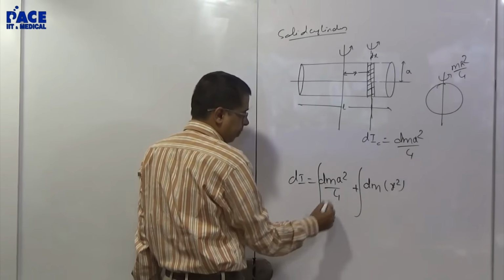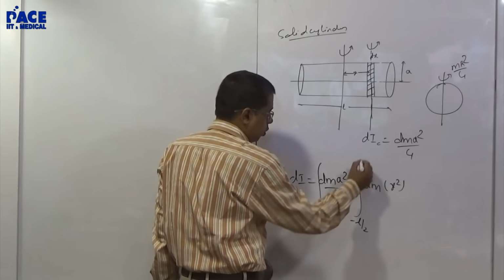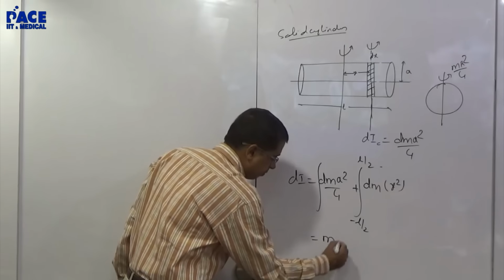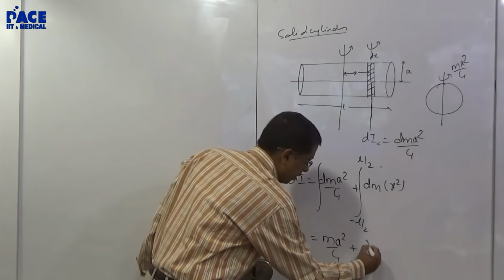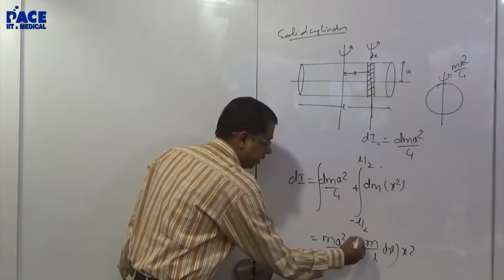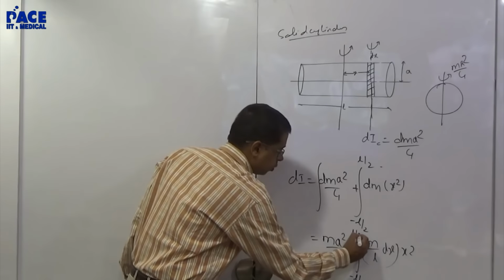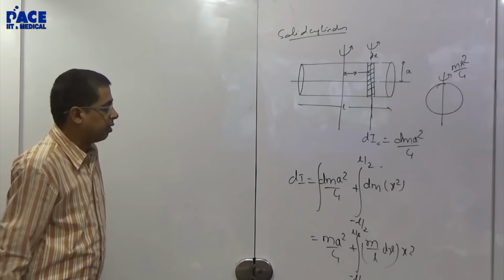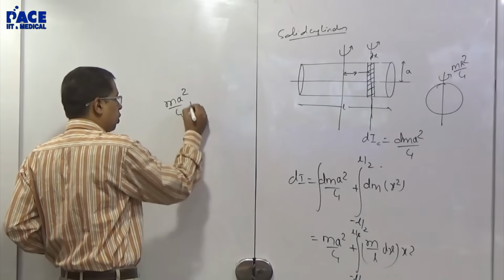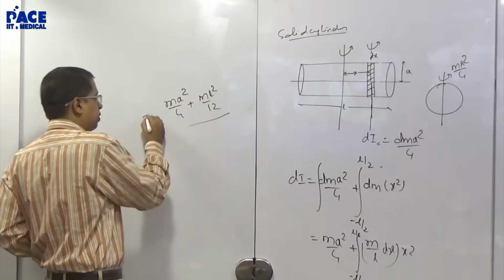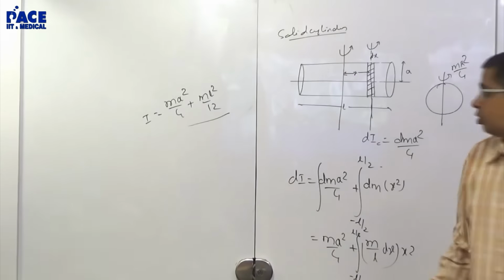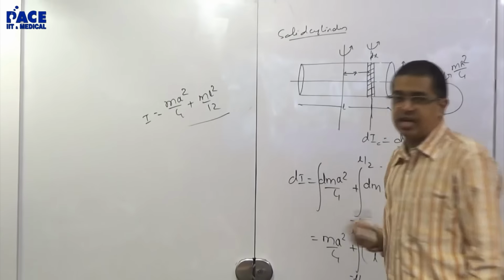Integrate this from minus L by 2 to L by 2. a is a constant, 4 is a constant. Integrate: dm is m a square by 4 plus mass per unit length into dx into x square, integrated from minus L by 2 to L by 2. You should be getting m a square by 4 plus m L square by 12. We used the parallel axis theorem to translate this moment of inertia about this axis.